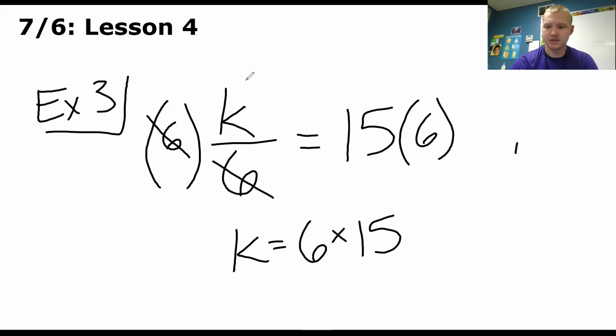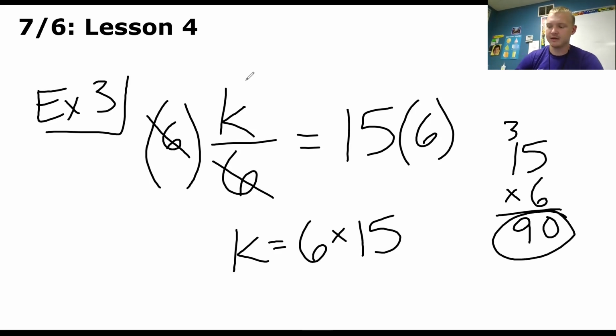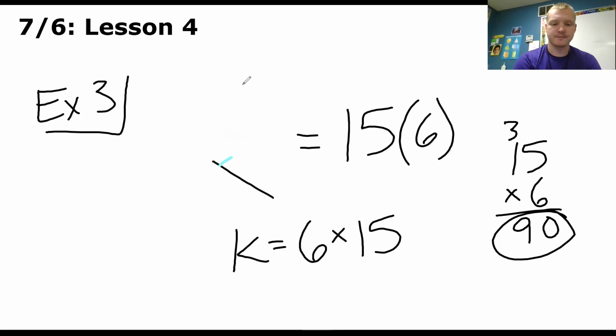So let's try that out. 15 times 6. So 6 times 5 is going to be 30. 6 times 1 is 6, plus 3 is 9. So 90 is going to equal my missing value of K.